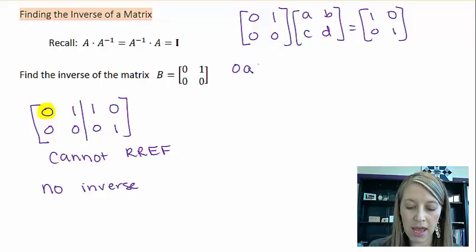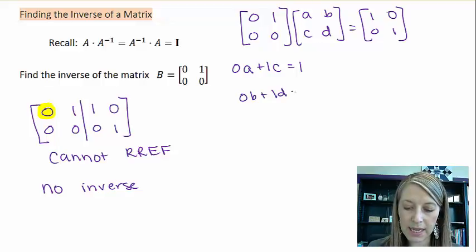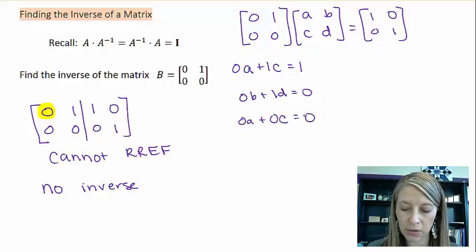A 0A plus a 1C has to equal 1. A 0B plus a 1D has to equal 0. A 0A plus a 0C has to equal 0. And a 0B plus a 0D has to equal 1.